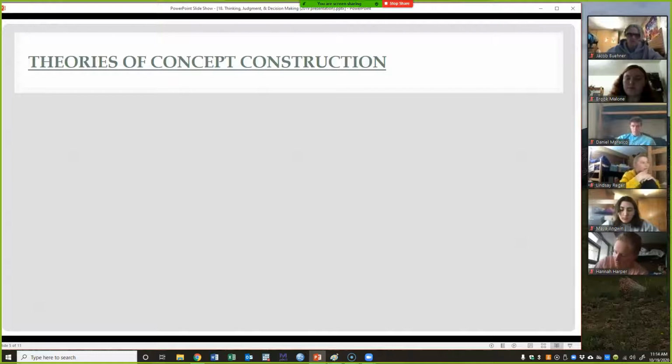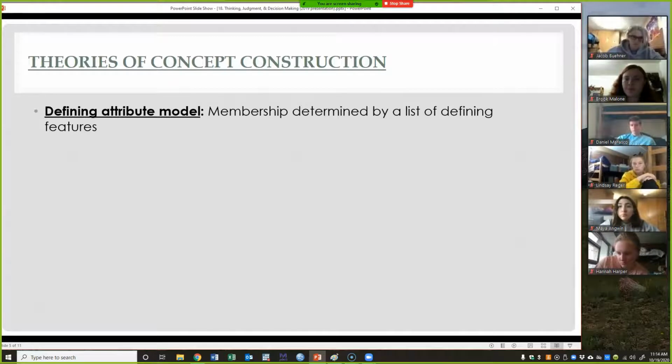How do we formulate this idea of a concept? Early on, when people started working with this, there was an early model known as the defining attribute model. A defining attribute model says that what we do to develop concepts is we have a list of necessary and sufficient conditions, features, in order for something to be in this group. So for some concept, we go through and say these are all the things that are characteristics of this concept.